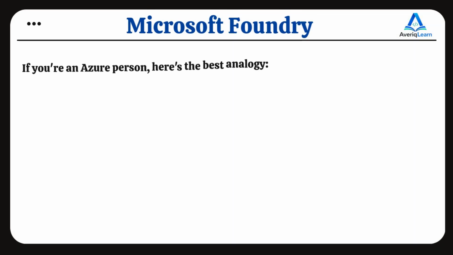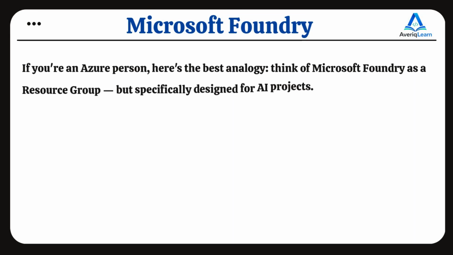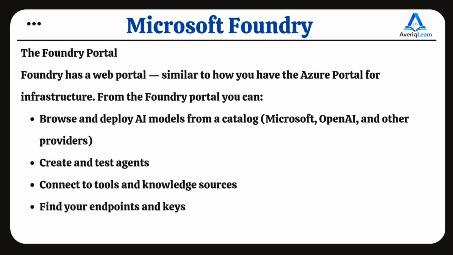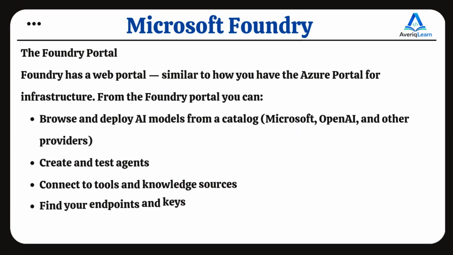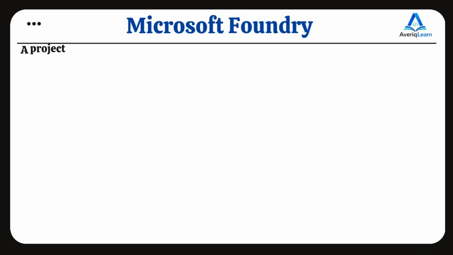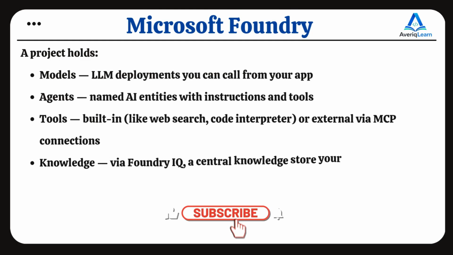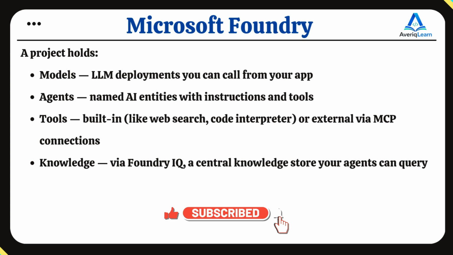If you're an Azure person, here's the best analogy. Think of Microsoft Foundry as a resource group, but specifically designed for AI projects. The Foundry portal. Foundry has a web portal, similar to how you have the Azure portal for infrastructure. From the Foundry portal you can do these things that you've seen on screen. Projects. Inside a Foundry resource, you create projects. A project holds models, agents, tools, knowledge.